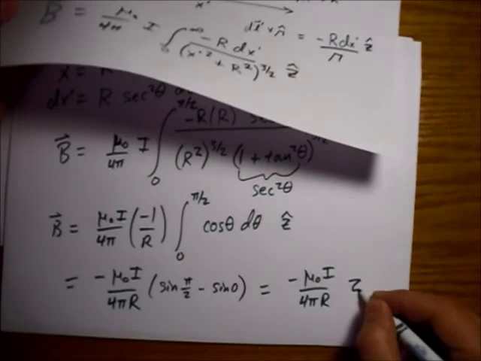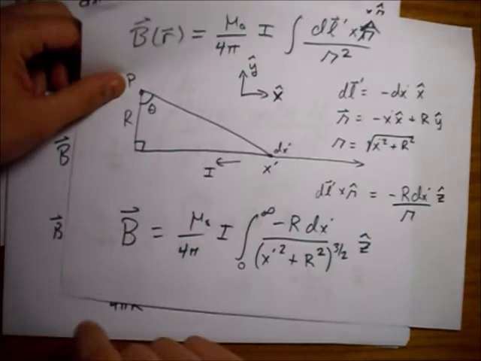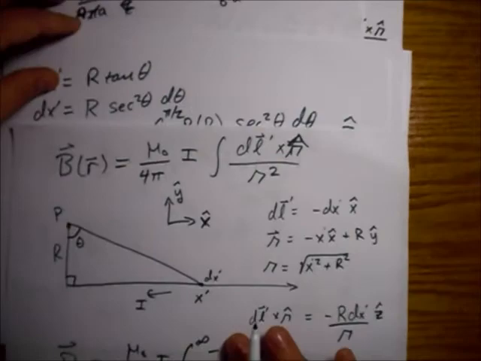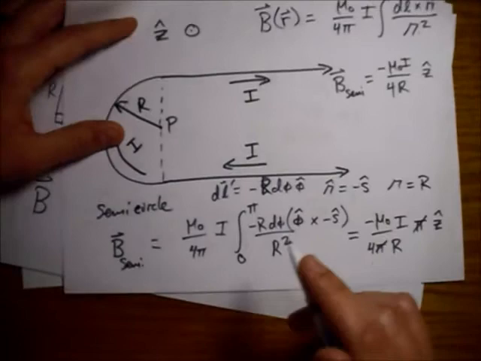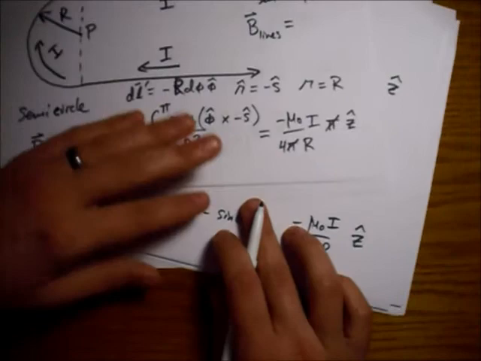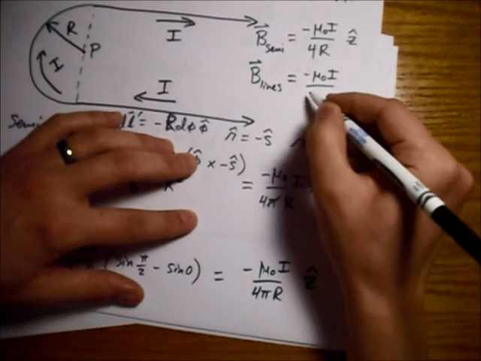All right, does that make sense? Because when the current's going this way past the point, we expect it to be into the page, which was a minus z hat direction. So this answer does make sense. But we do need to double it, remember, because we were only looking at half of the picture. We were only calculating for this one. So let me write in here, field due to the lines, and we're just going to take this answer that we calculated for one of them and double it. So minus mu naught I over 2 pi r. Okay, in the z hat direction.